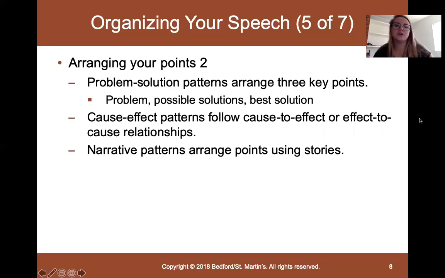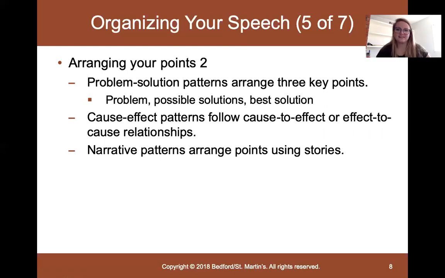And then arranging your points. Problem solution patterns arrange three key points: problem, possible solutions, and then the best solution. So if you do a problem solution, you're going to start with your problem. You're going to talk about all the possible solutions, and then you're going to end with the best one, right? Like, I don't know, think of a problem. The best way to get ants out of your house, I don't know.